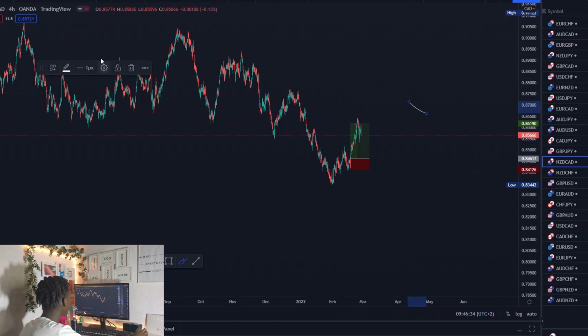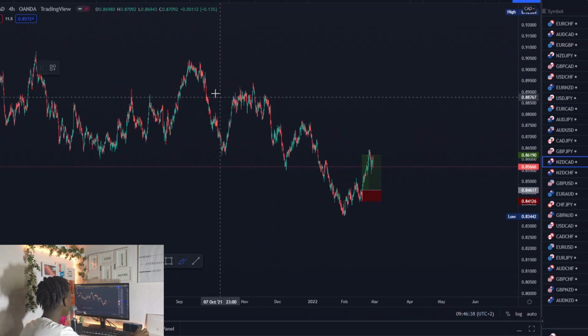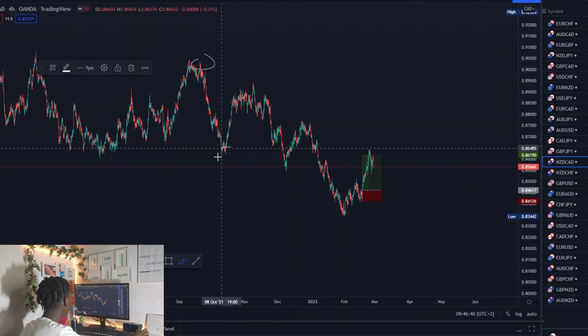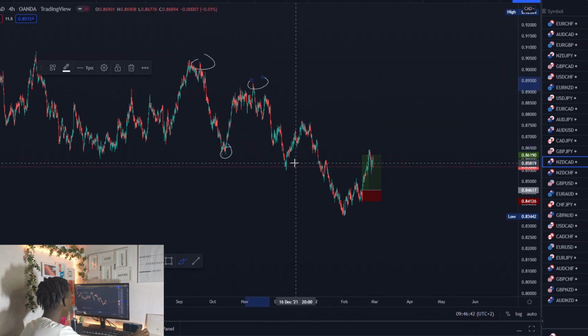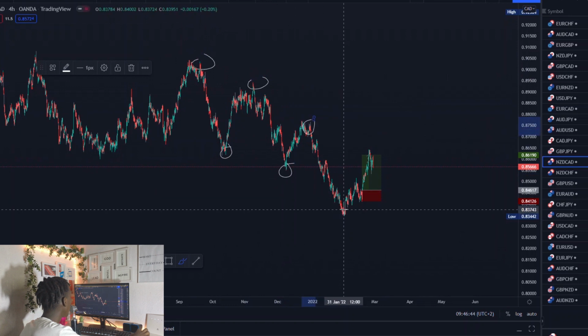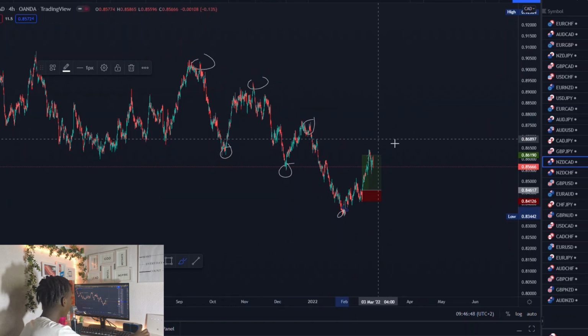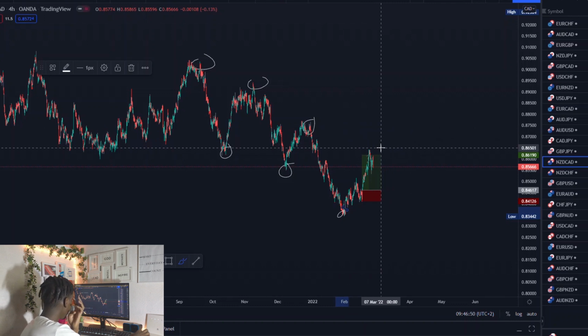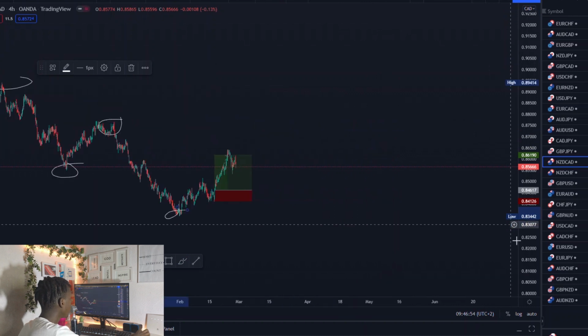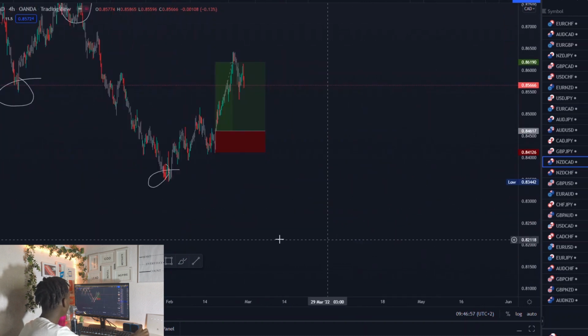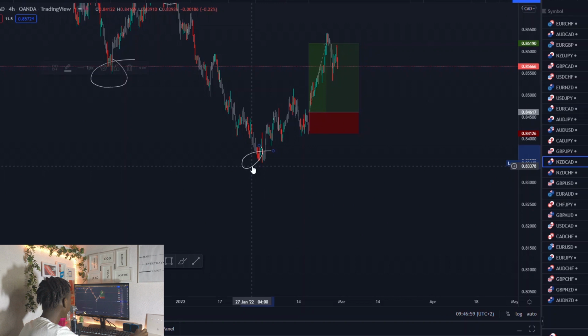Let us just try and look at one of the things. You can see that price here, the market structure is so important. Lower low, lower high, lower low, lower high, lower low, and then price is somewhere wanting to create a new lower high right there. So let us look at why I really took this trade.